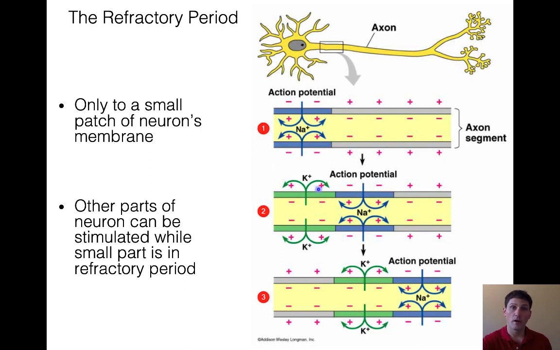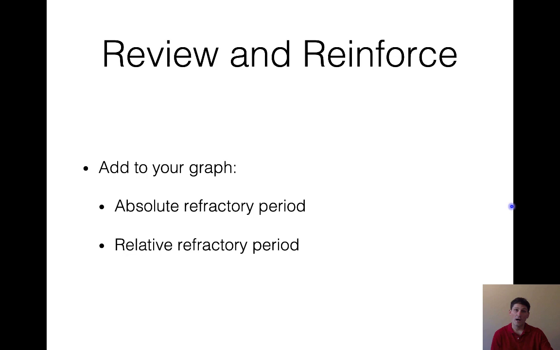But behind it, remember, our potassium channels are slower to close, so potassium is rushing out, making it more negative and more negative than that resting membrane potential. But eventually, RMP is returned, so resting membrane potential is returned, and we could have another stimulus back here. So now, on your graph, draw in where your absolute refractory period and your relative refractory periods would be. Okay, so hopefully you did that, and that was pretty easy for you.